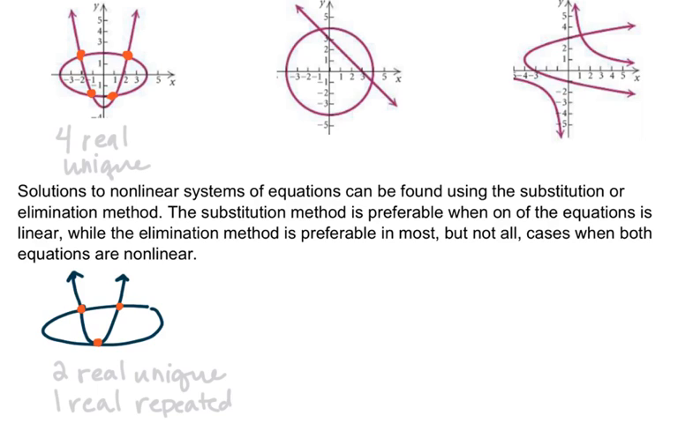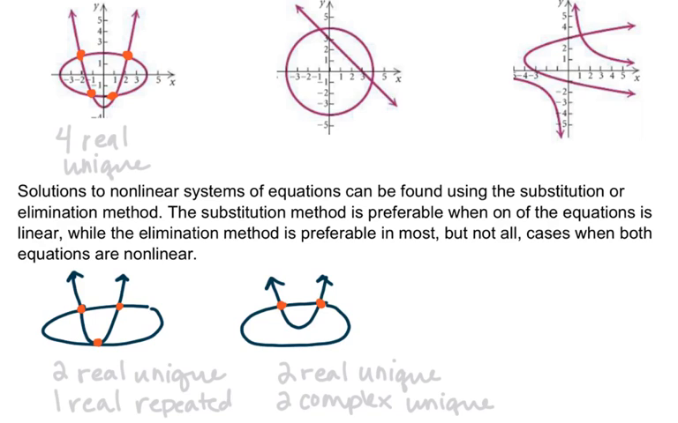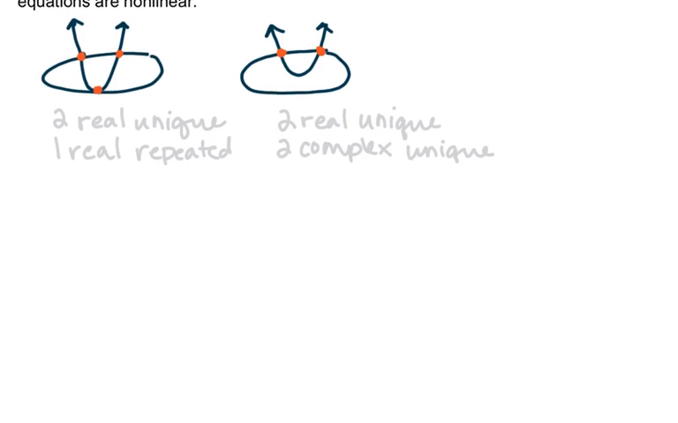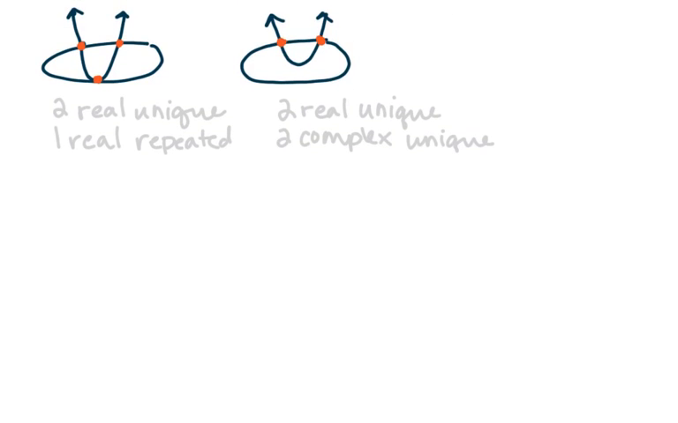All right, we could have a situation where it intersects like this. And you see here we have an ellipse and a parabola, and there are only 2 real solutions, but we have to be able to find 4. So in this situation, you would get 2 real unique solutions. Unique just means they're different, and 2 complex solutions, which are unique. There will be 2 different complex solutions.